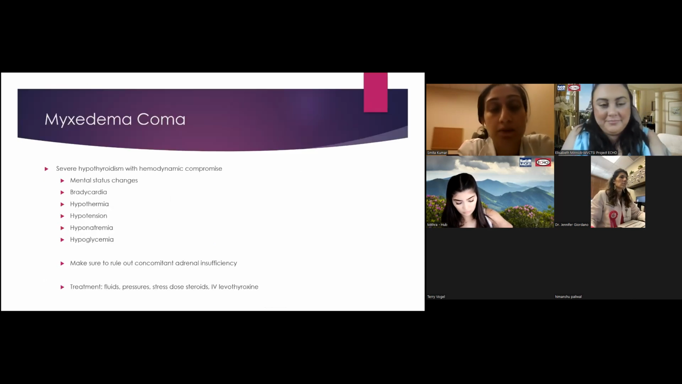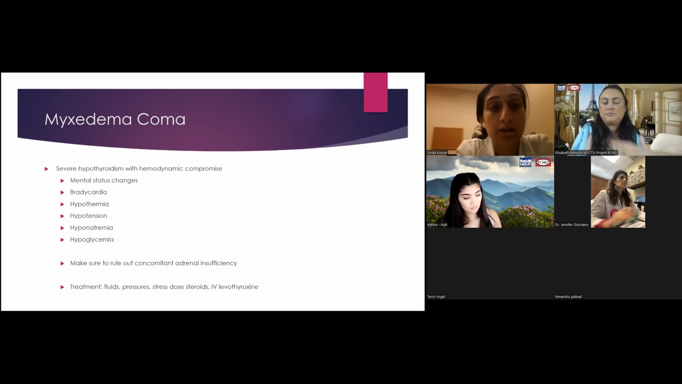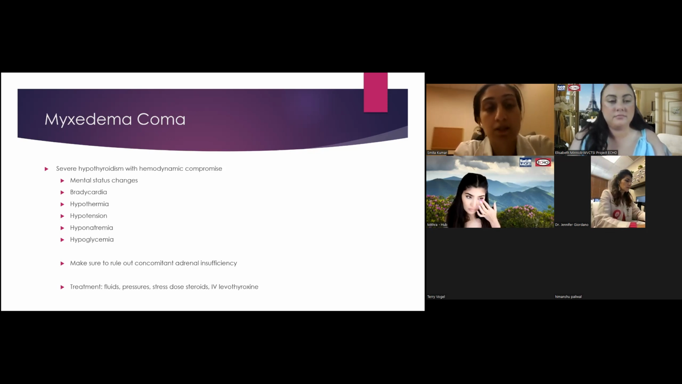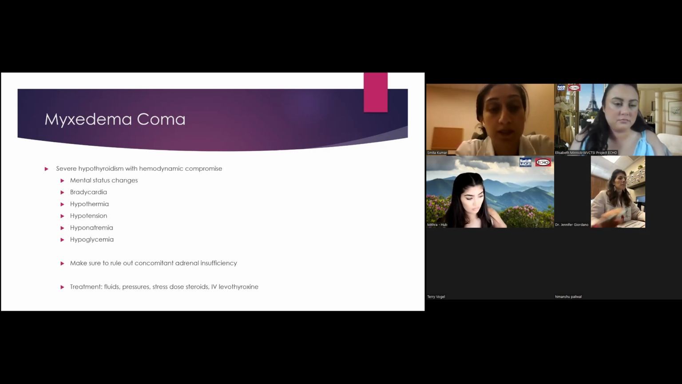And then myxedema coma is something else you want to think about in your patients. Again, this is something that would be treated in an inpatient setting, but as an outpatient physician, you need to think about whether it's a true emergency or not. If a patient has severe hypothyroidism and you're starting to see mental status changes, bradycardia, hypothermia, low blood pressure, changes in their labs like hyponatremia or hypoglycemia, those are things where you want to start thinking about myxedema coma, and they would need inpatient admission for basically fluids, IV levothyroxine, and potentially stress dose steroids as well.